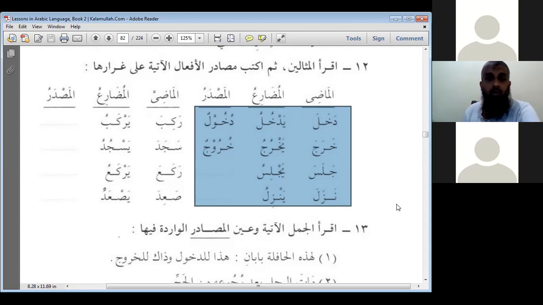Jalasa yajlisu julusun. He sat. Jalasa, he sat. Yajlisu, he sits. And julusun is sitting. So then you have nazala yanzilu nuzulun, to come down or to descend. Yanzilu, he descends. And nuzulun is the descent.